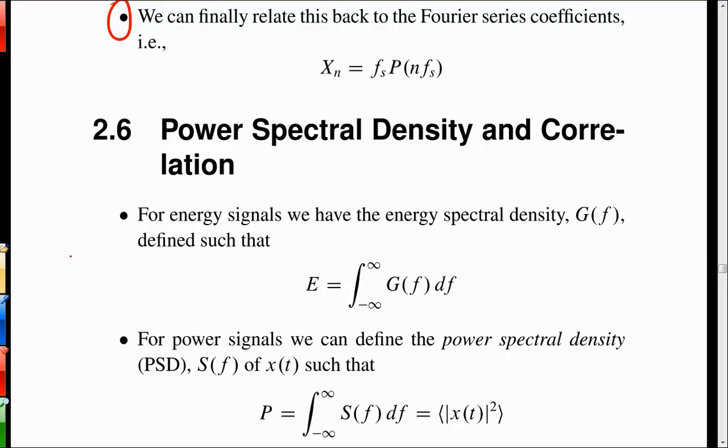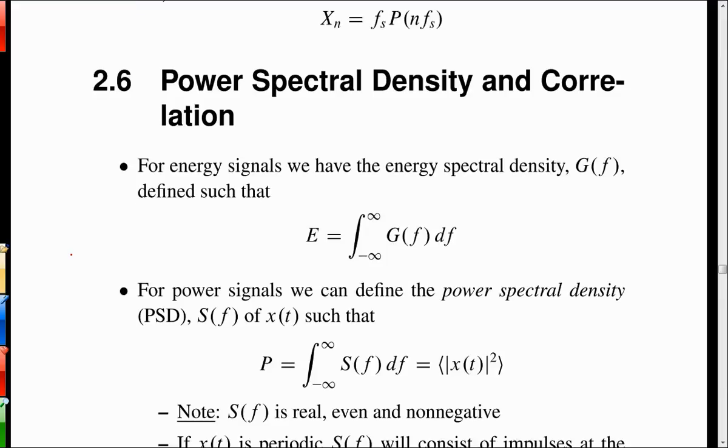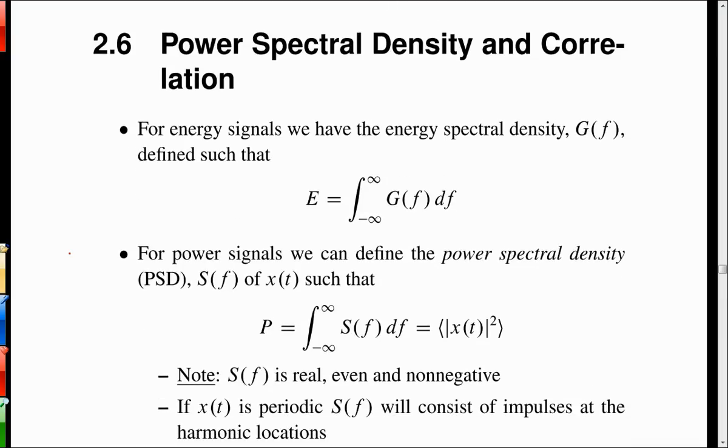Okay, power spectral density and correlation. That's a topic that is new to this course that was not covered in any 3205, 2205, and so on. So for energy signals, we had this notion of the energy spectral density, and it was this function that when you integrated it, you get the entire energy. And we kind of saw how to get that. As a matter of fact, G of F we saw was just the magnitude squared of the Fourier transform.